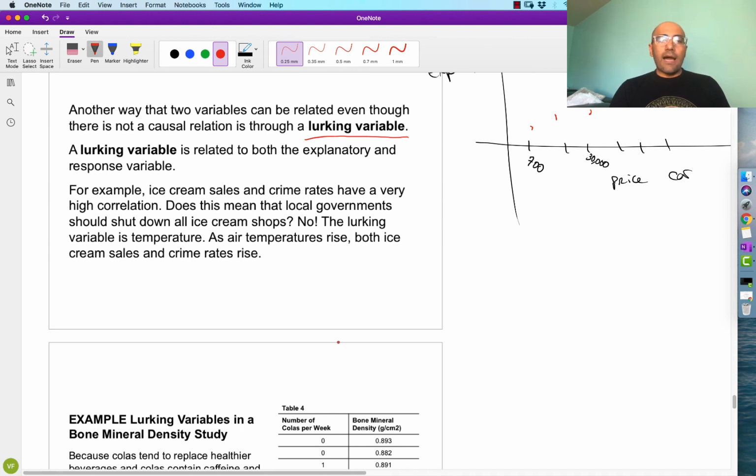For example, ice cream sales and crime rates have a very high correlation. Does this mean that the local government should shut down all ice cream shops? No, the lurking variable is temperature, right? When the temperature goes up, ice cream sales go up, but so does crime. When the temperature goes down, gets really cold, ice cream sales go down. Nobody wants ice cream when it's really cold, but so do crime rates. Crime rates tend to go down.